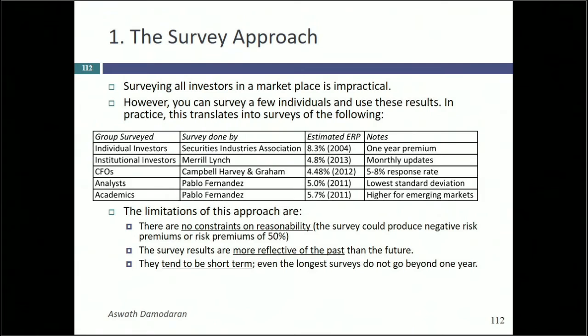So the academics say 4%, it might feed into whatever they're using. So the bottom line is these survey numbers are all over the place. They're sticky. They're more reflective of the past than expectations for the future. And maybe that's a reason nobody uses survey premiums in actual computations of cost of equity.